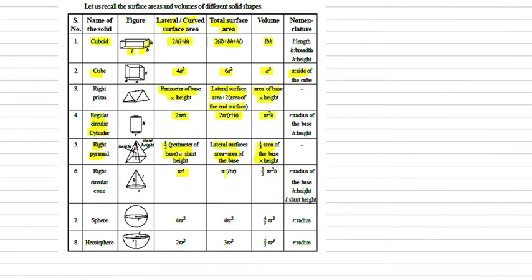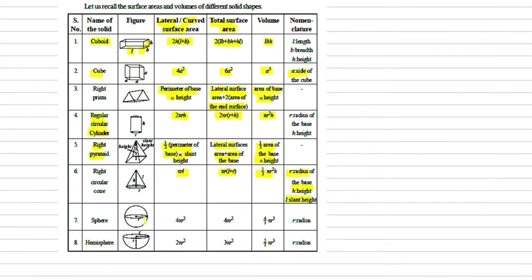To find the total surface area, pi r into (L plus r). For the volume of a cone, we are using the formula 1 by 3 pi r square into height. Here r is radius, h is height, and L indicates slant height.